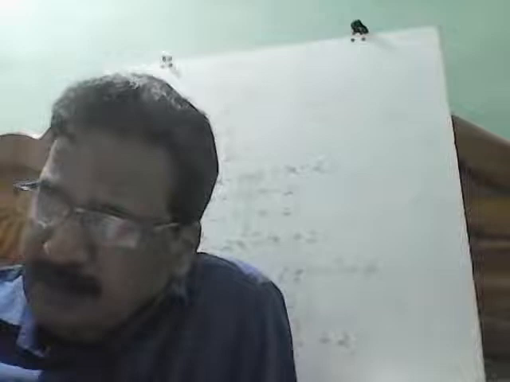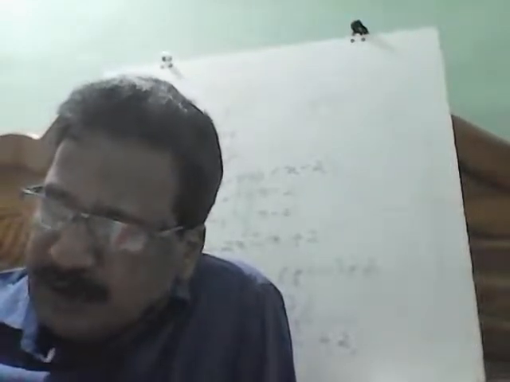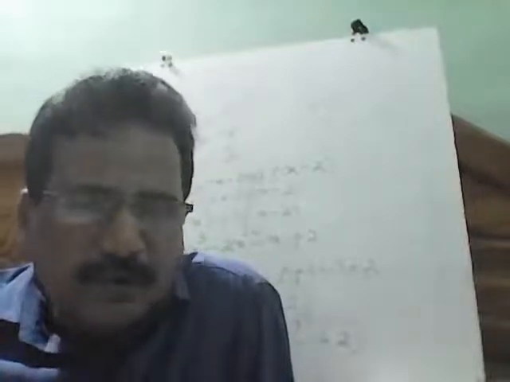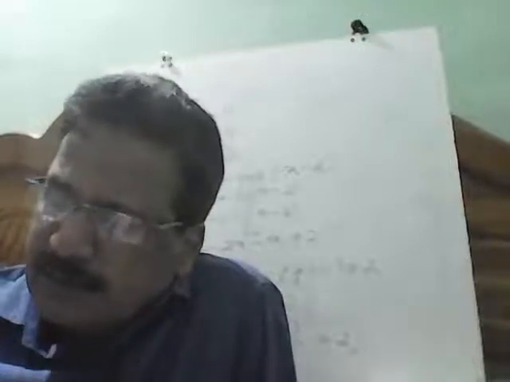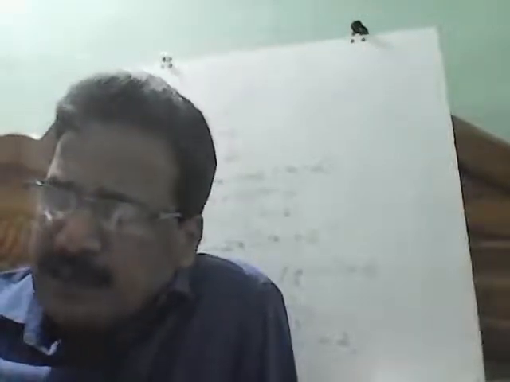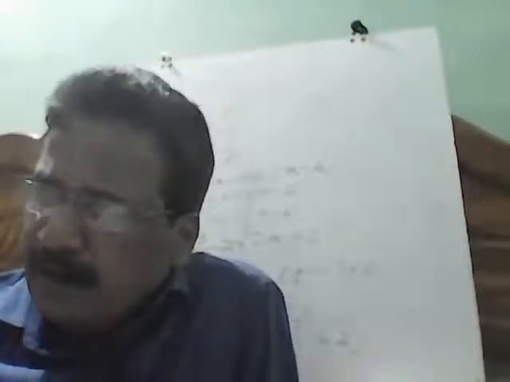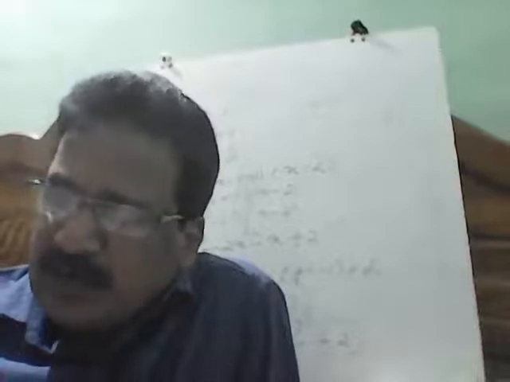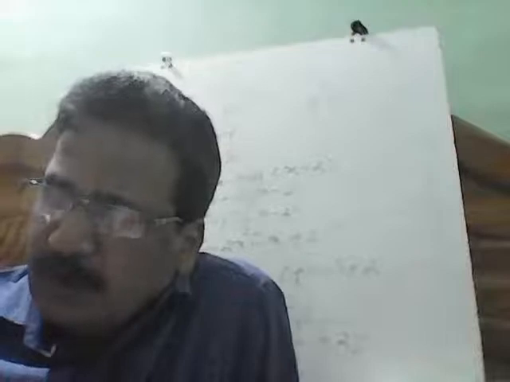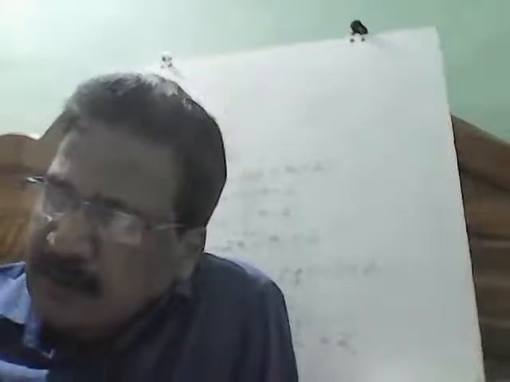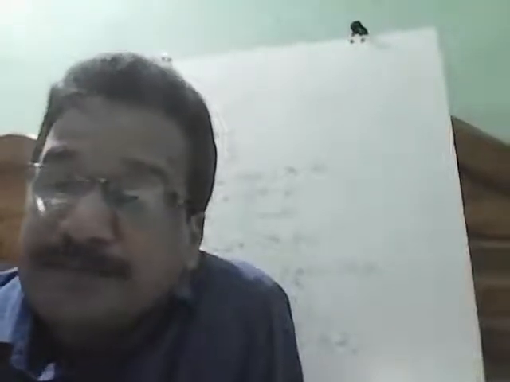For the second relation, alpha into beta plus beta into gamma plus gamma into alpha, the result is coming minus 11 by 3. That is same as c by a. Then third relation, alpha into beta into gamma is coming 1, which is same as minus d by a.